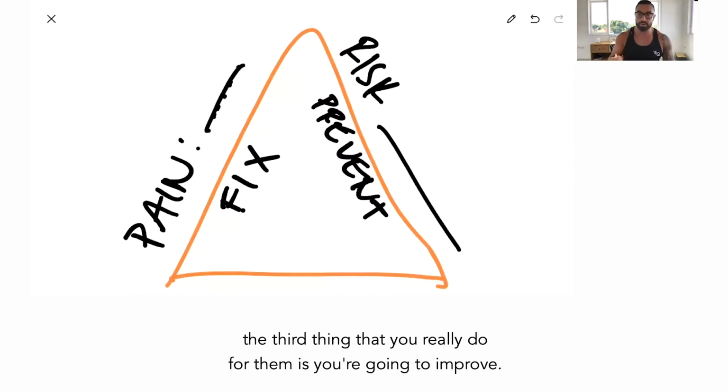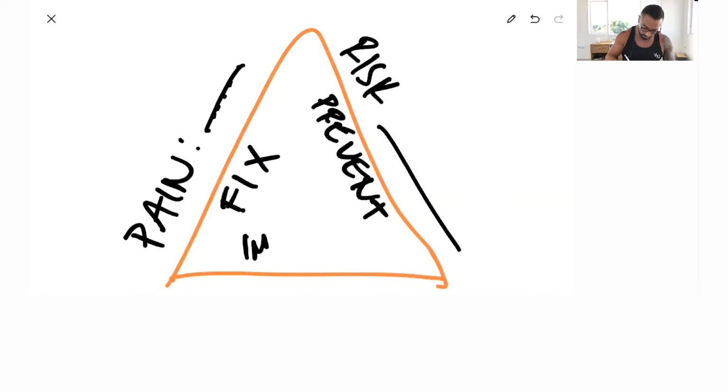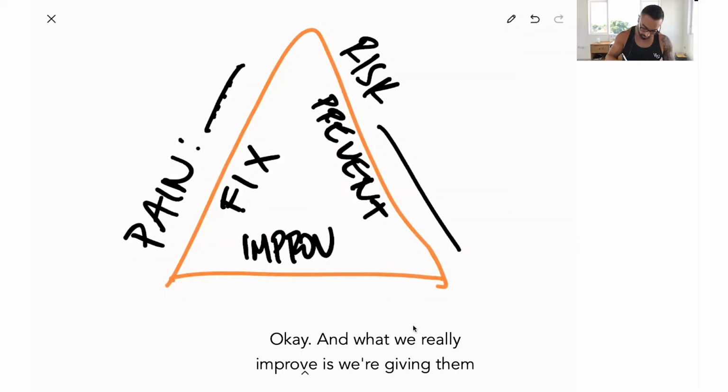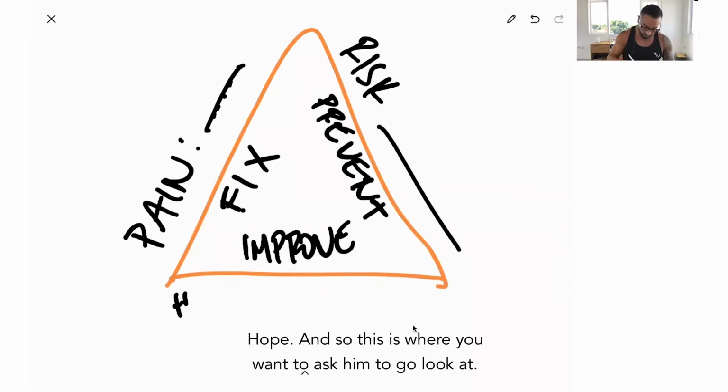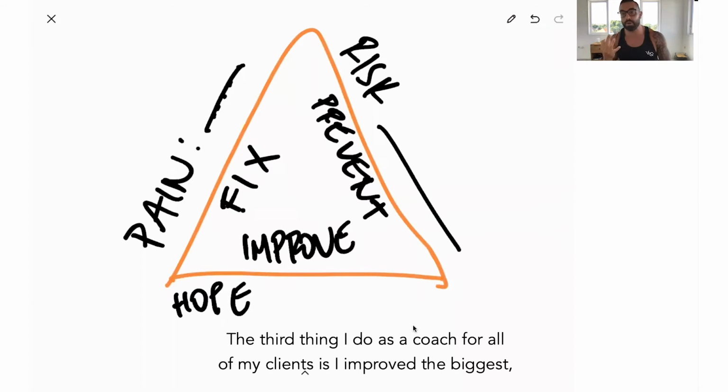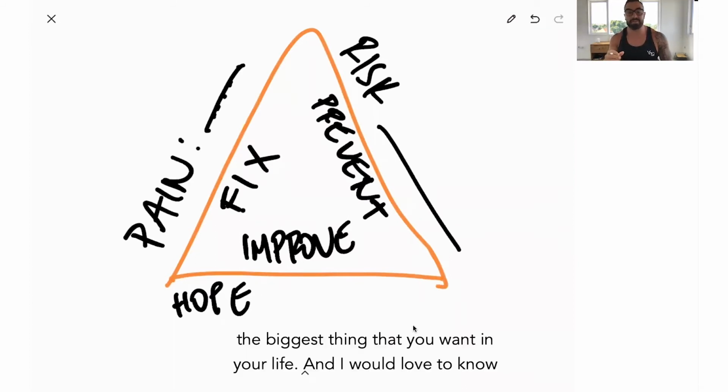And then as a coach, the third thing that you really do for them is you improve. What we really improve is we're giving them hope. So this is where you want to ask them, look, the third thing I do as a coach for all of my clients is I improve the biggest things that you want in your life.